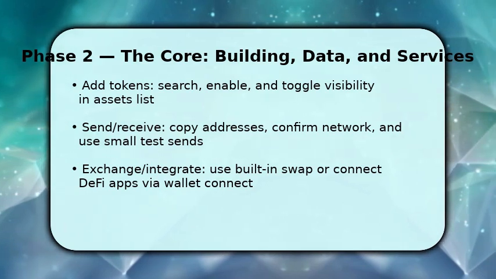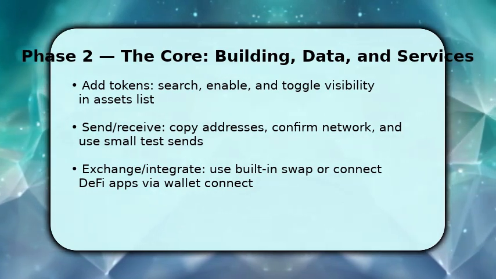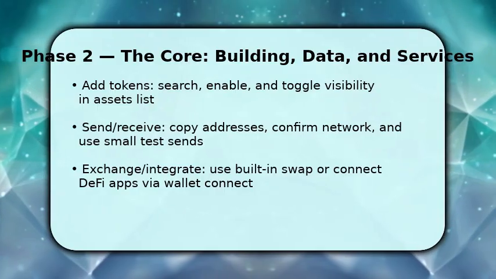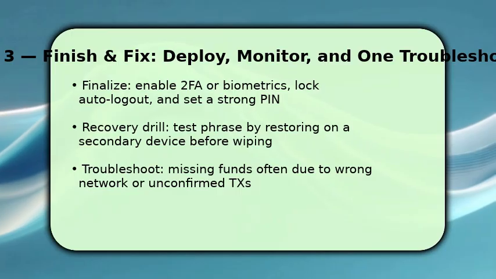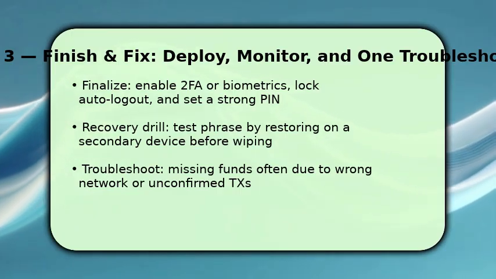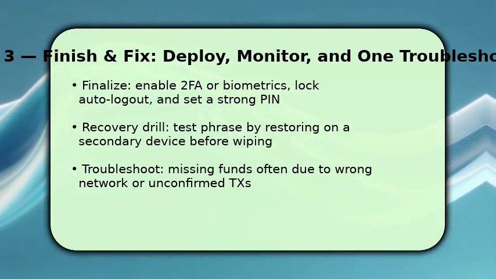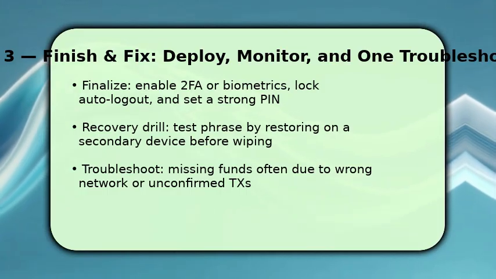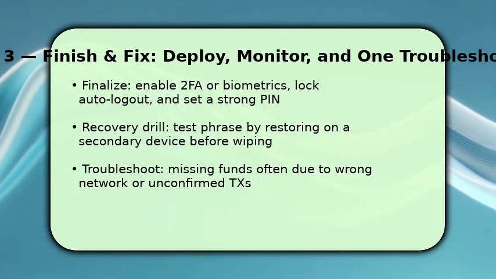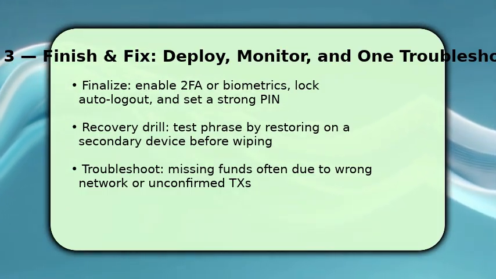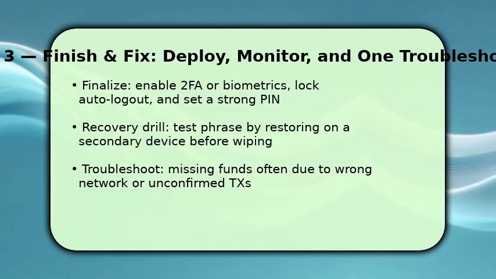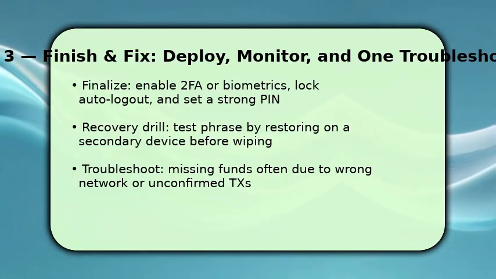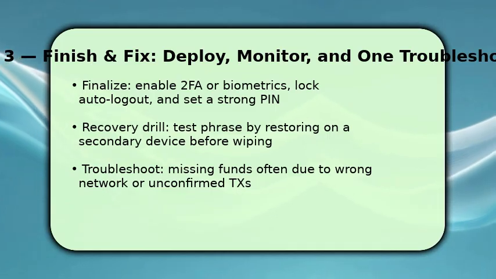You finish by locking down security. Enable biometrics, set a robust PIN, and activate auto logout after short idle time so unauthorized users cannot access your funds. Practice recovery: restore the wallet on a secondary device using the phrase, so you confirm backups work before deleting the primary wallet. If something goes wrong, check network selection and transaction confirmations first. If funds appear missing, confirm TX hashes and Explorer status.